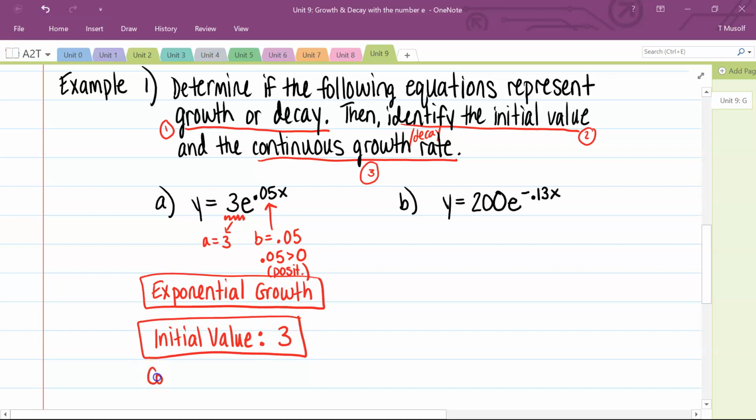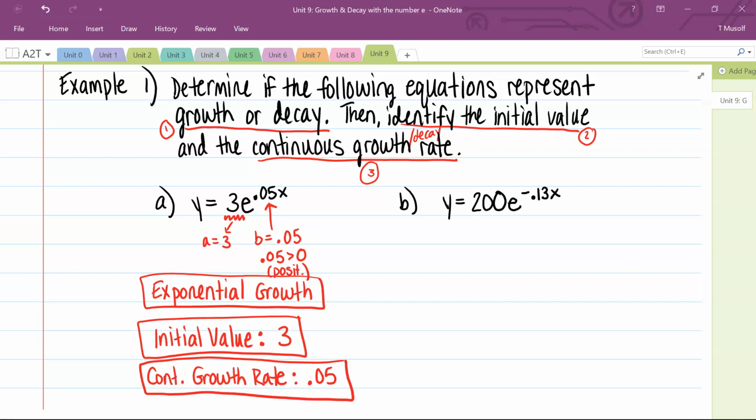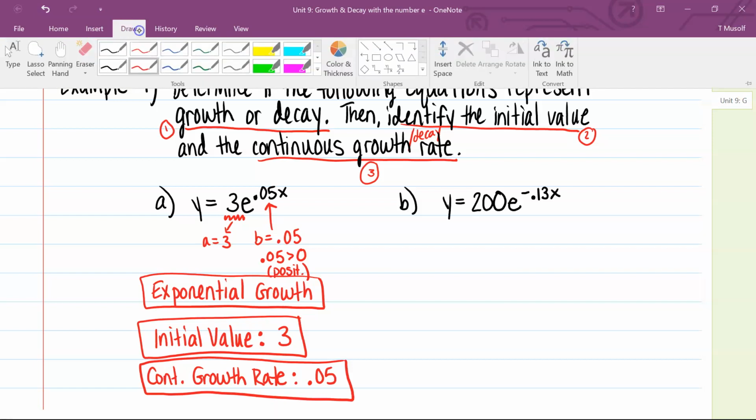Okay, and then the last thing they're asking us for is the continuous growth rate. And that is our b value, which we already identified before. b is 0.05. So what that means is that's how much this function is growing constantly, not necessarily how much it's growing after a specific time interval, right? Like after a year. Okay, but then that's it. That's all we're trying to do.